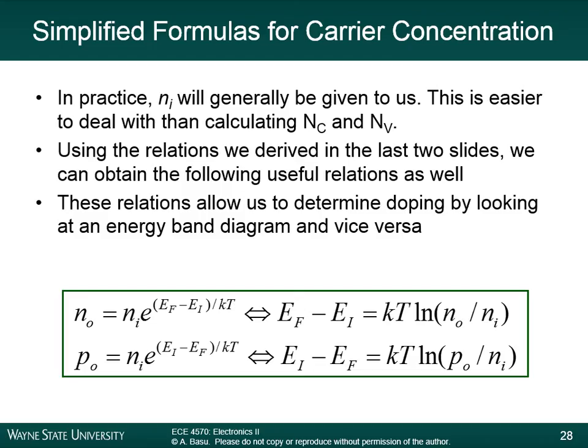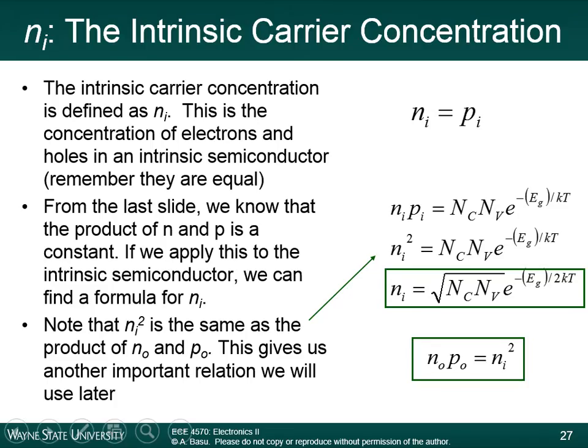So in practice, the intrinsic carrier concentration will generally be given to us. For silicon, it's 1.5 times 10 to the 10 per centimeter cubed. That's the intrinsic carrier concentration at room temperature. This is easier to deal with than calculating Nc and Nv and having to calculate ni each time. That being said, it's important that you understand that ni is a function of Nc and Nv. It's also a function of the temperature. There's an exponential dependence on the temperature, and there's also an exponential dependence on the band gap.